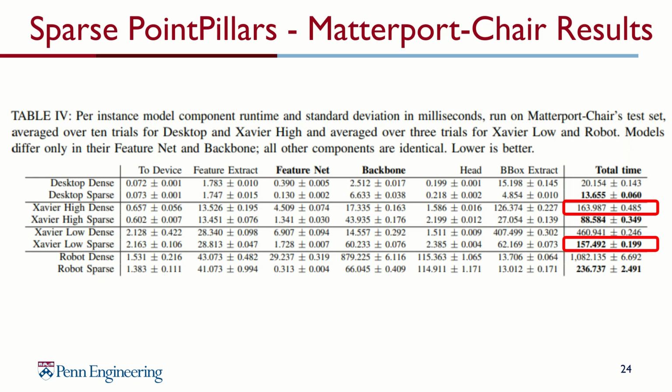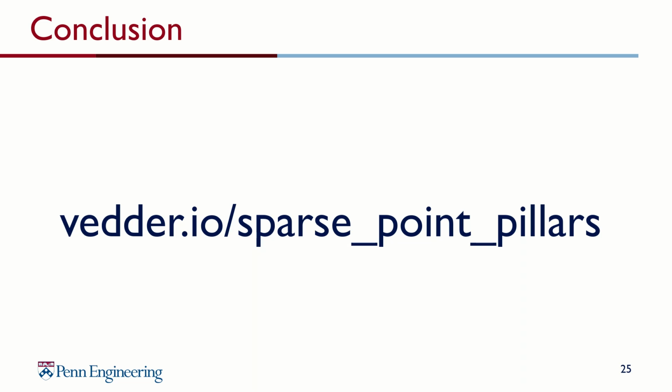As an example of the value provided to practitioners, Sparse PointPillars on Xavier's 10-watt, 2-core power setting is actually faster than PointPillars on Xavier's 30-watt, 8-core power setting, allowing practitioners to reduce latency and power consumption by switching from PointPillars to Sparse PointPillars. Altogether, these results demonstrate that Sparse PointPillars provides a new tool in the practitioner's toolbox for tuning their perception pipeline.